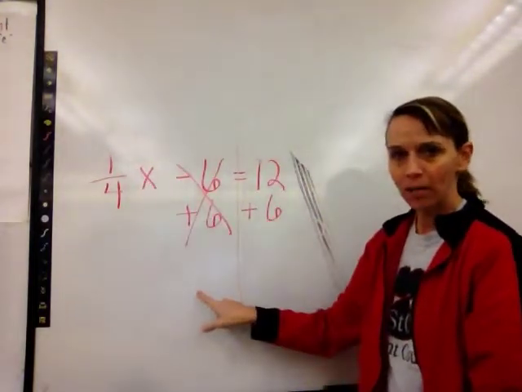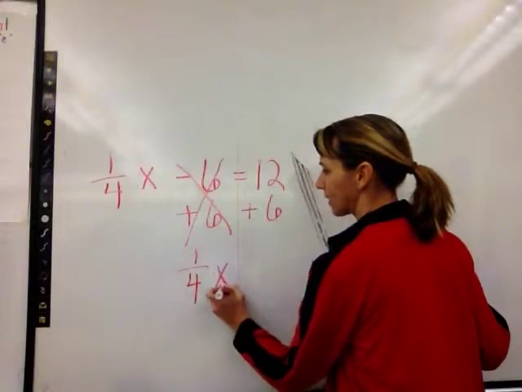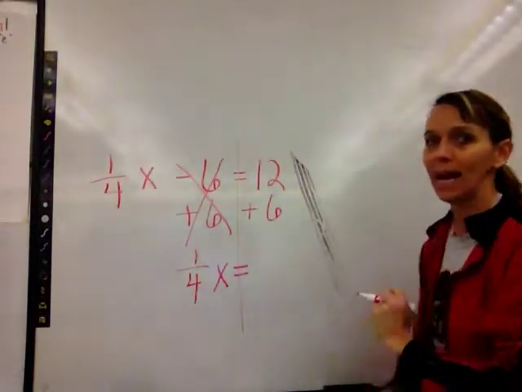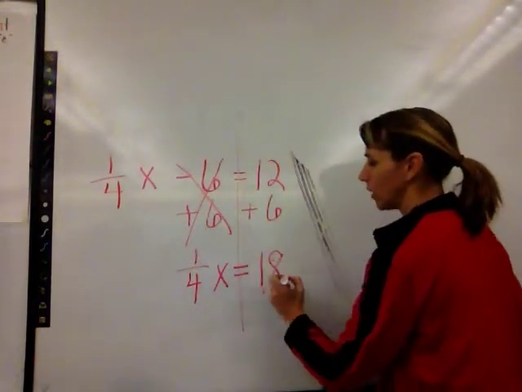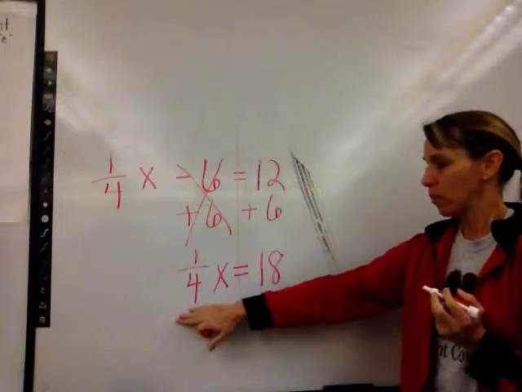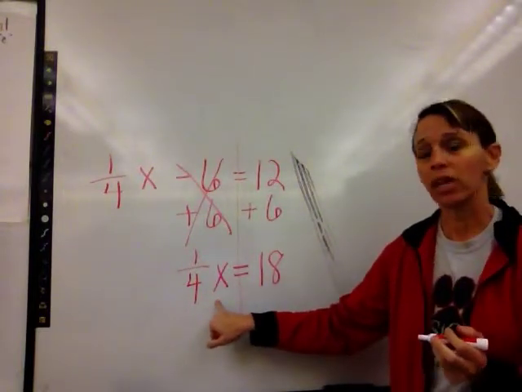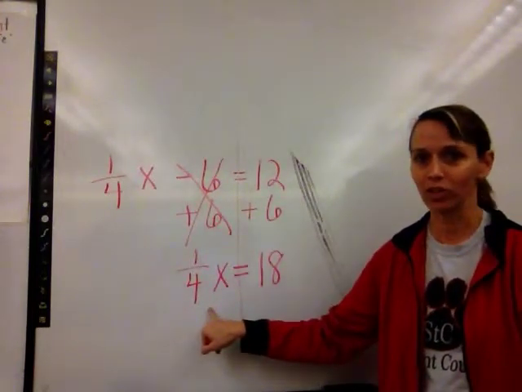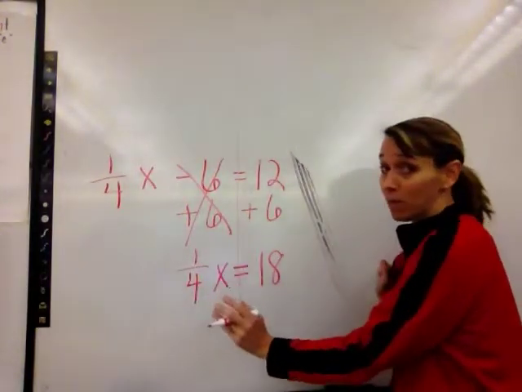Now I bring this part down. So I have 1 over 4 x equals, and both of these numbers are positive, so I can add those together. It's just 12 plus 6, and I get 18. Now this is the part where I realize that I still have the fraction next to the variable. Right now this means multiplication, so I need to do the opposite of multiplication, which is division.